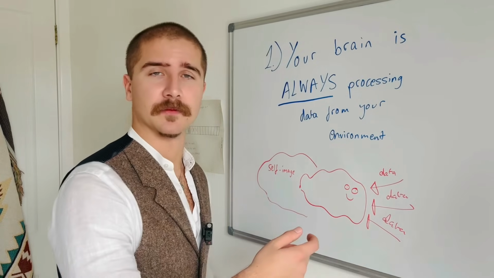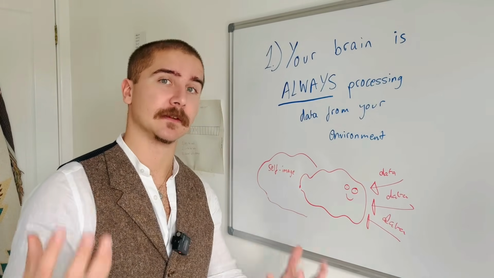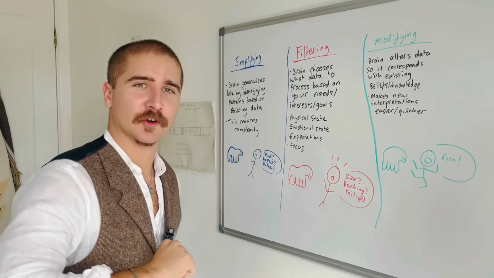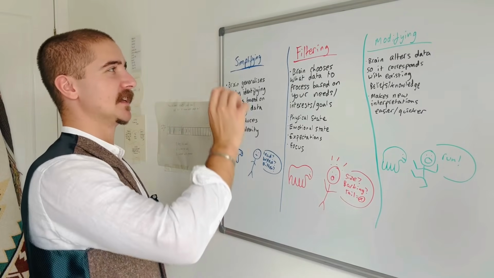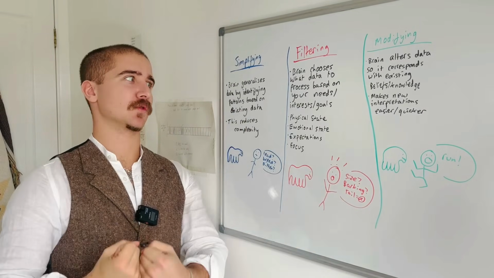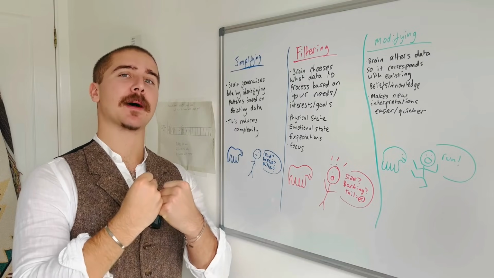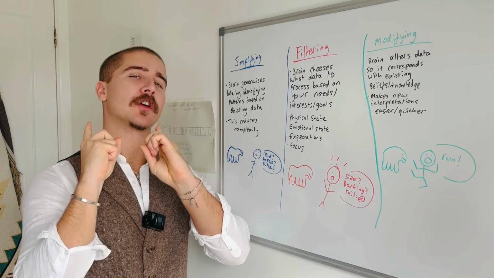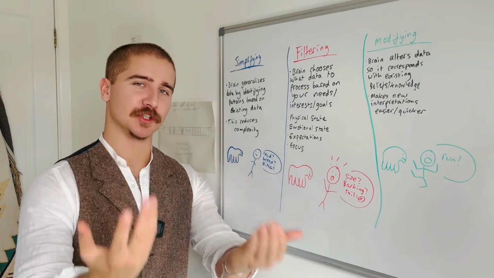It can't absorb all of the data perfectly, so it needs some cognitive shortcuts. Here are the 3 main ones that your brain uses. Number 1 is simplifying. This is where your brain generalizes the data it's absorbing, by identifying patterns based on existing data you already have. This happens in order to reduce complexity.